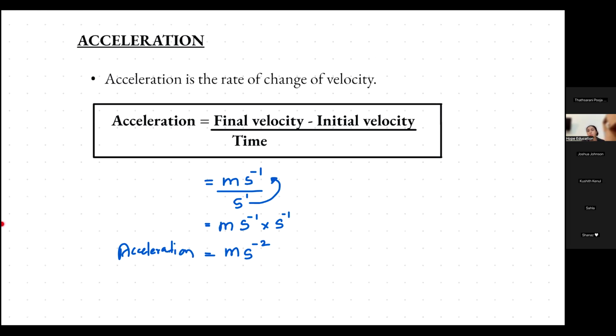When we are saying it in words, if it's ms minus 1, we say meters per second. But if it's ms minus 2, we say meters per second per second. Or you can just say ms minus 2. Okay, write that down. Let's go quickly.